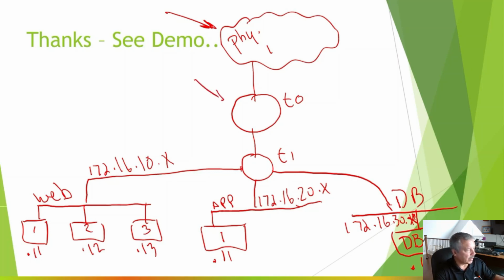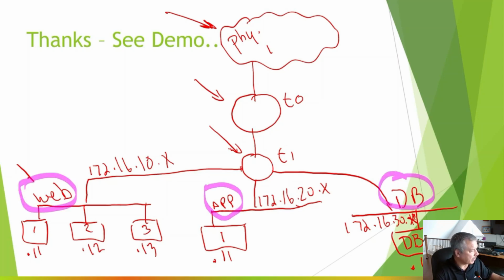We have a tier 0 gateway and a tier 1 gateway, so I've got a 2-tier environment. If you watch me do the router and segment demos, then you see me build this. So I've got 3 segments: a web segment, an app segment, and a database segment. The web segment's on the 172.16.10 network. App is on 172.16.20. Database is on 172.16.30.